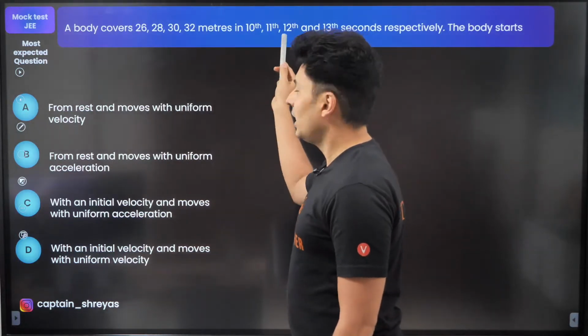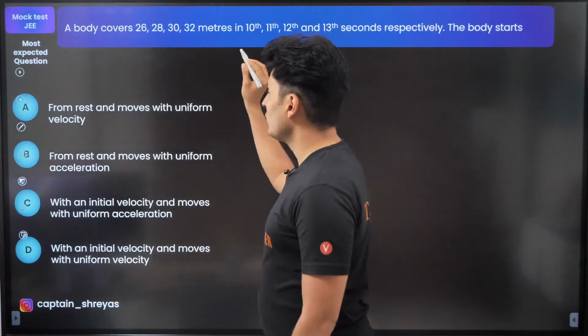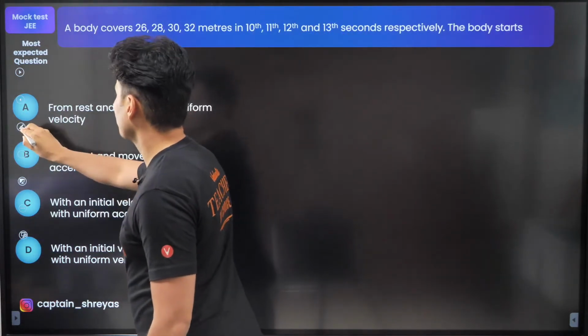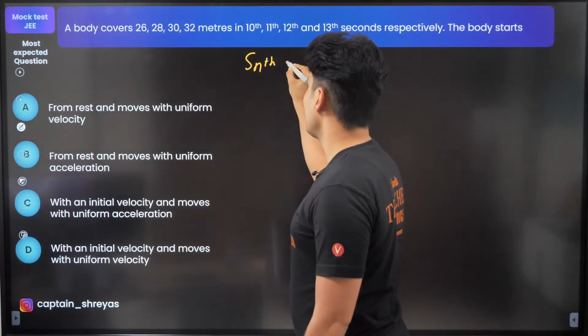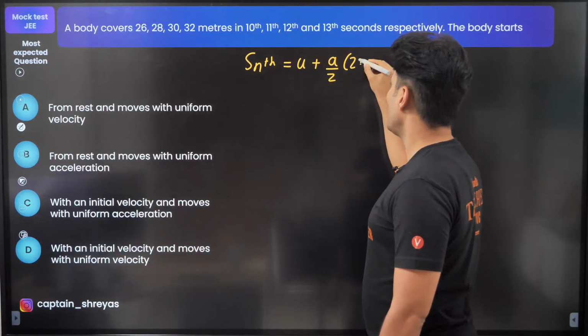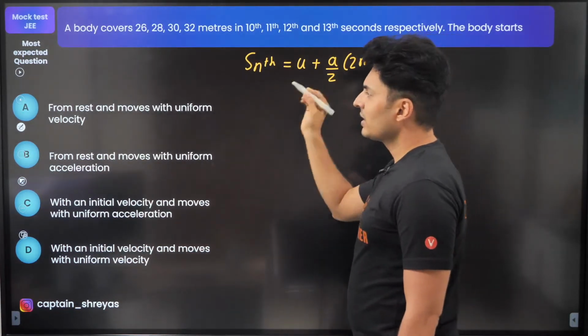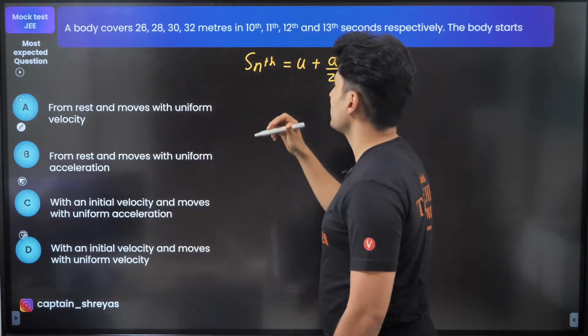So first of all, I think we should use the nth second displacement formula. If you remember, the displacement in the nth second is given by u plus a divided by 2 into 2n minus 1. So let's try it out for a few values so that we understand what is the value of u and what is the value of a.